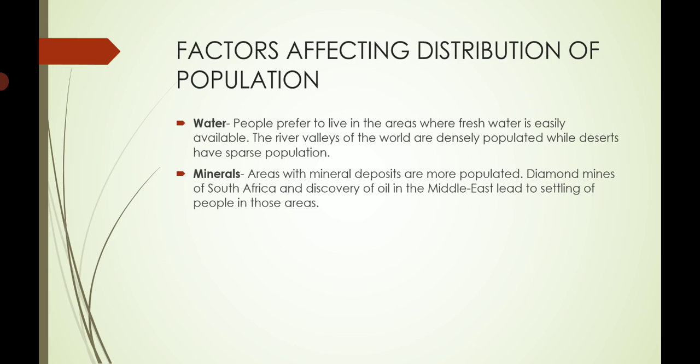So let's discuss water. People will definitely prefer to live in those areas where fresh or drinkable water is easily available. So the river valleys of the world, or any area near a river valley, are very densely populated, while the desert, polar and mountain regions have very less population.